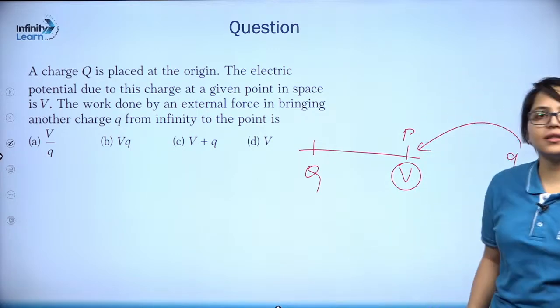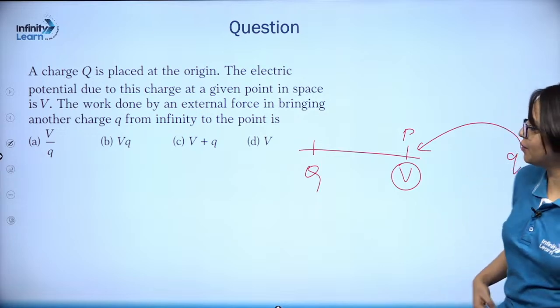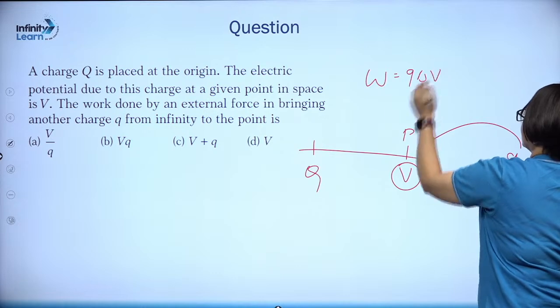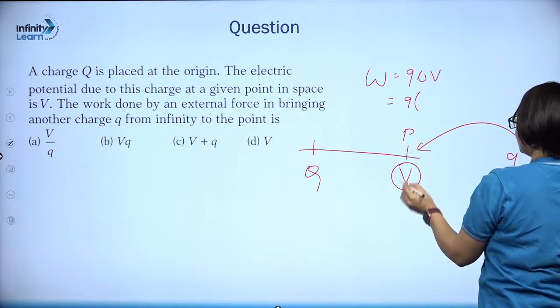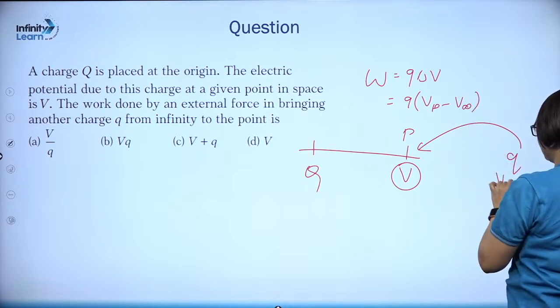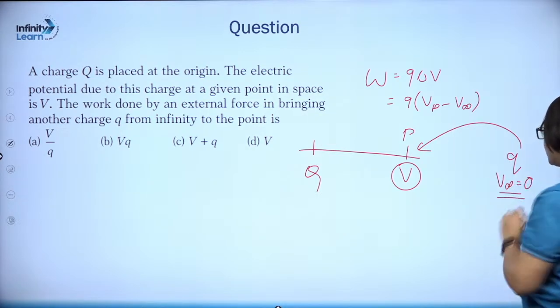Work done is equal to, yes beta, well done. Work done is Q delta V, that is, Q times the potential of point P minus the potential of infinity. If nothing is given, we consider the potential of the infinite point as 0.